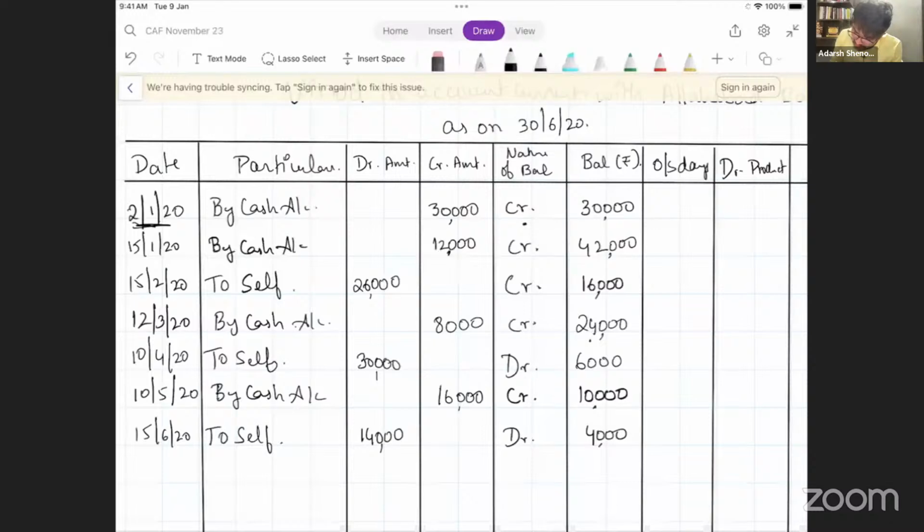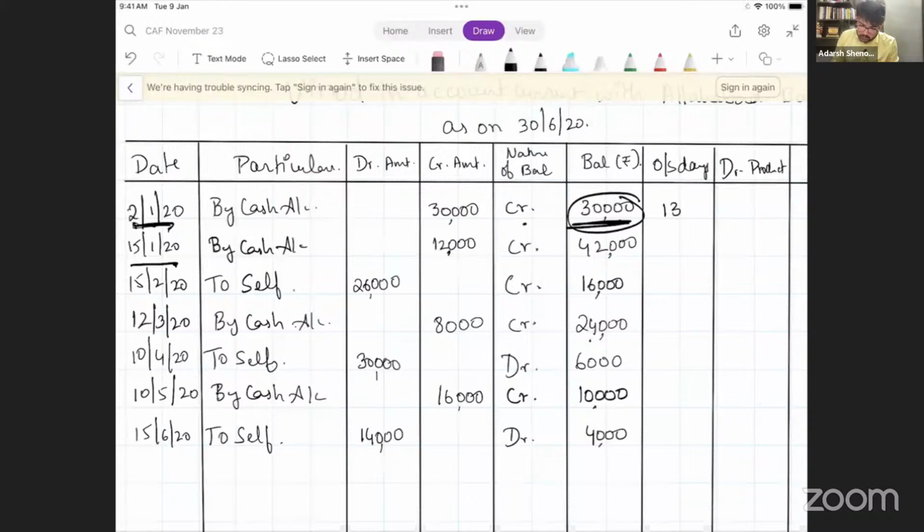So we see on this 30,000, how many days was this 30,000 outstanding? It was 30,000 from 2nd of January up till 15th of January. So for those many days, we calculate interest. Simple. From 2nd January to 15th January, it was 30,000, right? So how many days is it? 13 days.